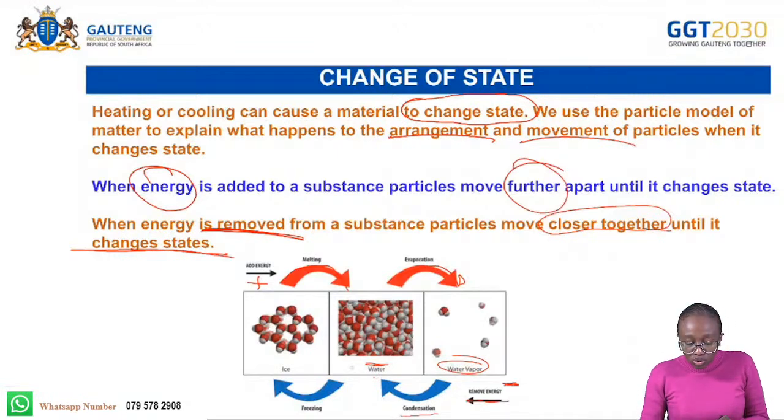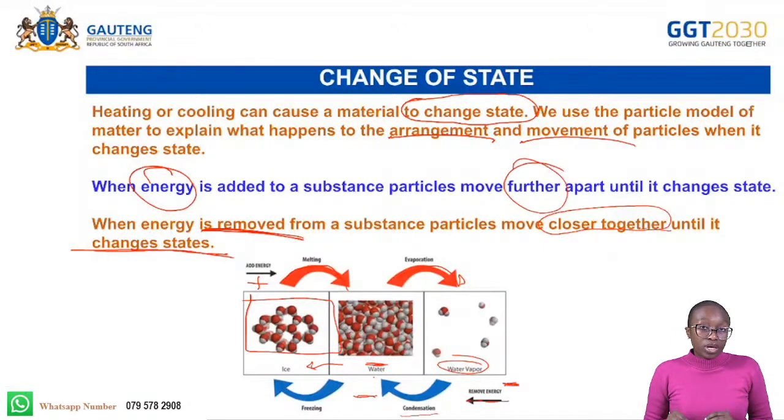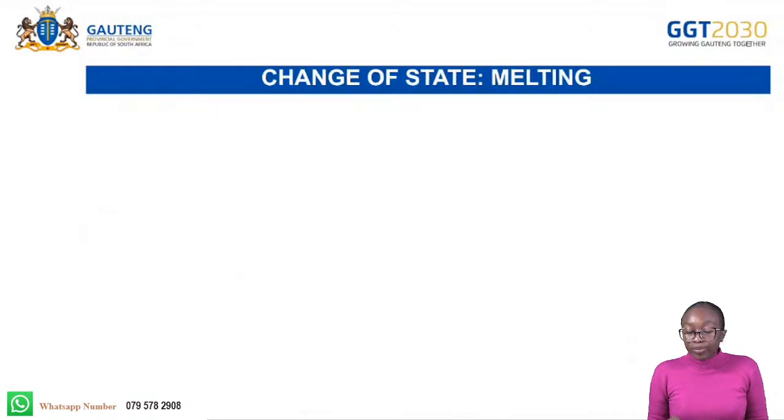If we continue and remove more energy from there, what is going to happen? The water particles are going to move closer to each other until they get to a point where the water changes its state and becomes ice. Ice, the solid, which has particles that are very close to each other and has a rigid, definite shape.